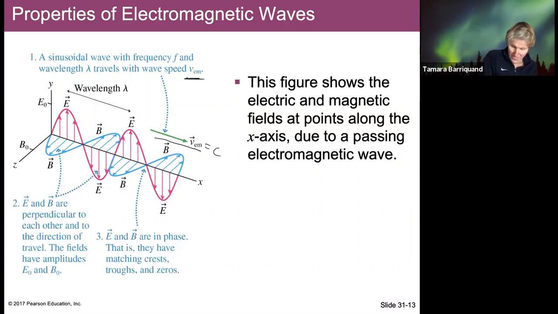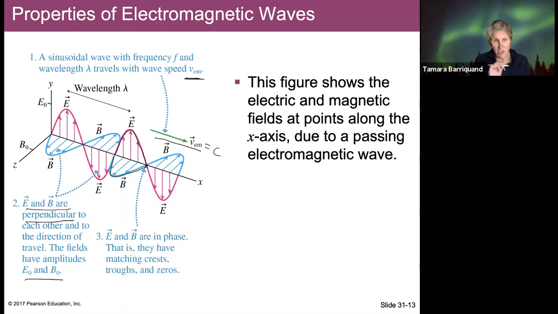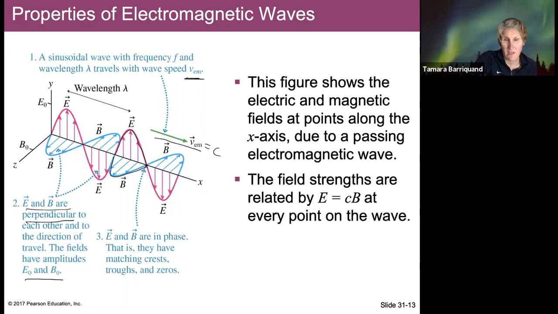Now, we know that E and B are always perpendicular to each other and also to the direction of travel. The fields have amplitudes E naught and B naught. And we also see that E and B are in phase. So when E is a maximum, B is at a maximum, and they both have zeros at the same point, and their troughs are also at the same point. The field strengths of the electric field and the magnetic field are always related by E equals c times B at every point on the wave.